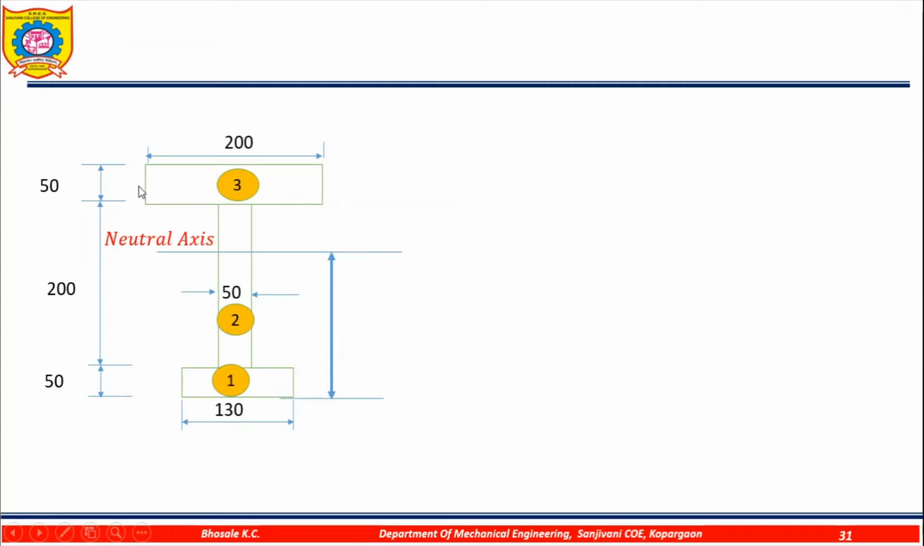So we have found the area and the distance y of the CG from the bottom side. Then we can find out the CG of this section. That can be found as A1 into Y1 plus A2 into Y2 plus A3 into Y3 upon A1 plus A2 plus A3.